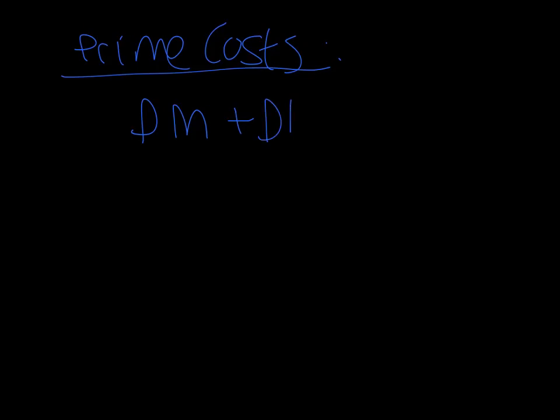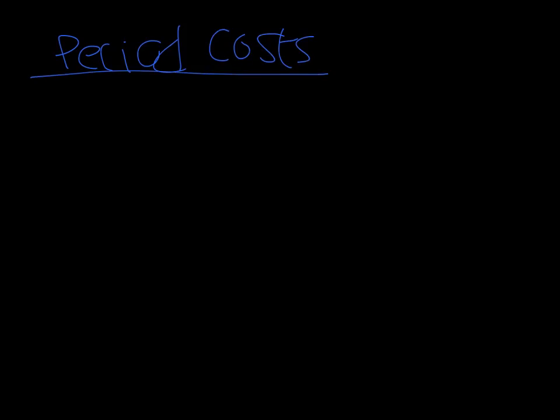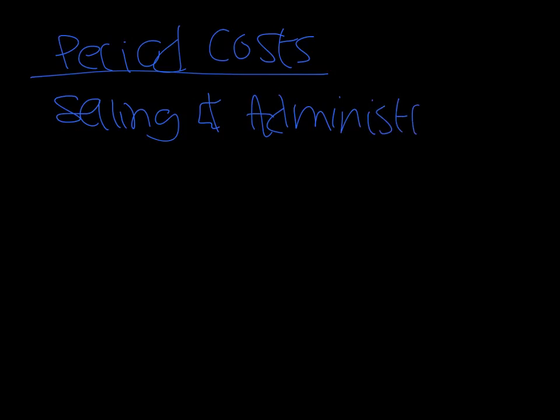There are also prime costs, which are direct materials plus direct labor, and conversion cost, which is direct labor plus manufacturing overhead. Also, there are period costs. These are selling and administrative costs.